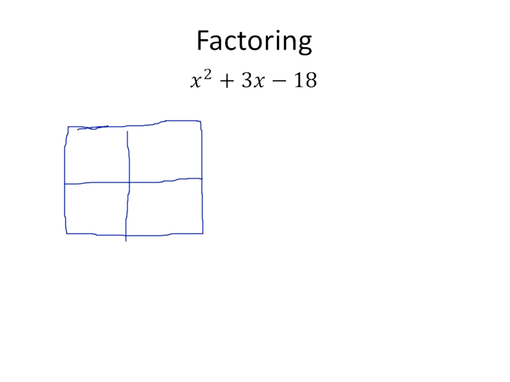Where does the 3x go? That gets split, right? We can't do anything with that yet. Where does the rest of the negative 18 go? The bottom right side. Now what do we do? Make sure it's negative in there.